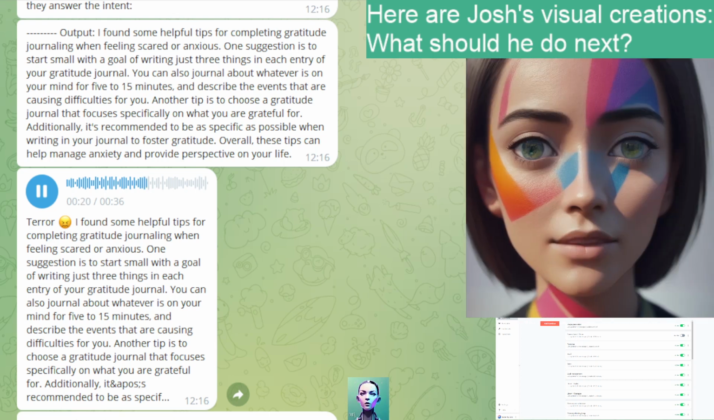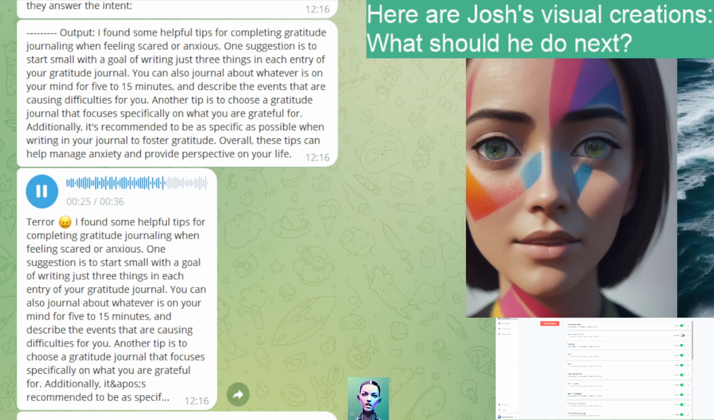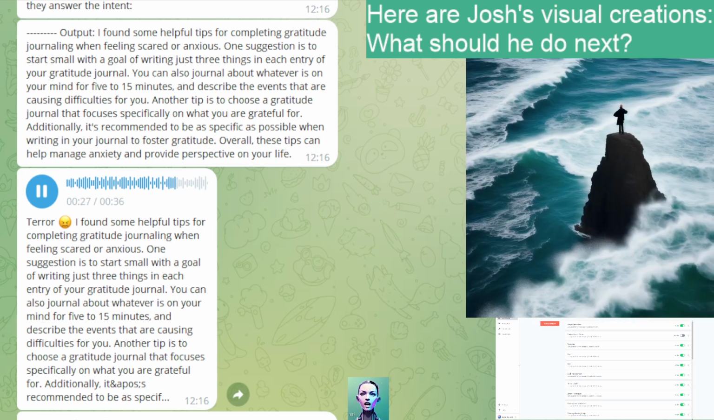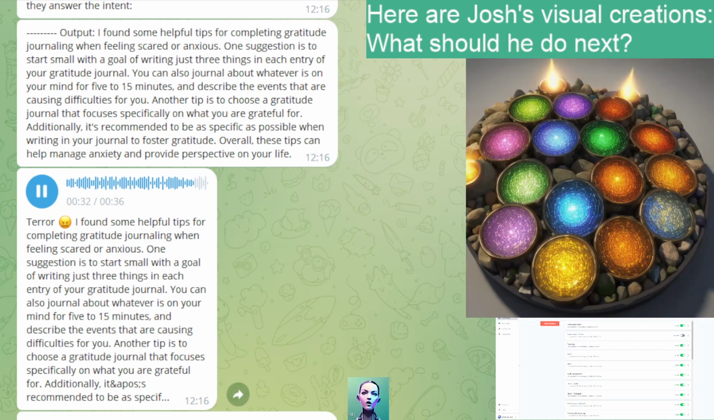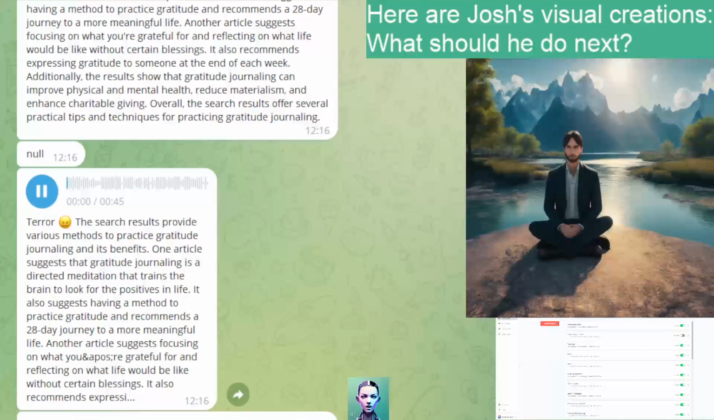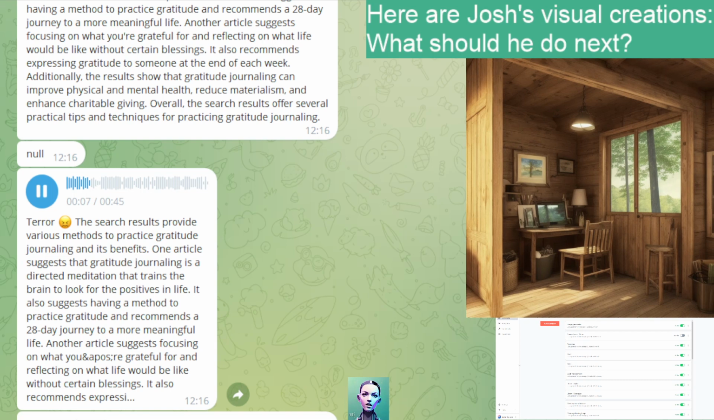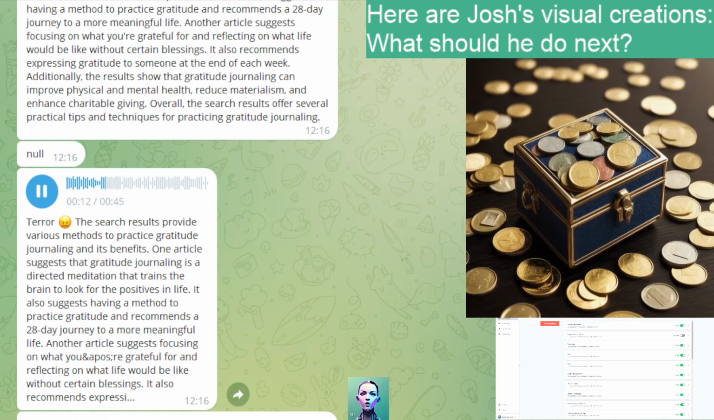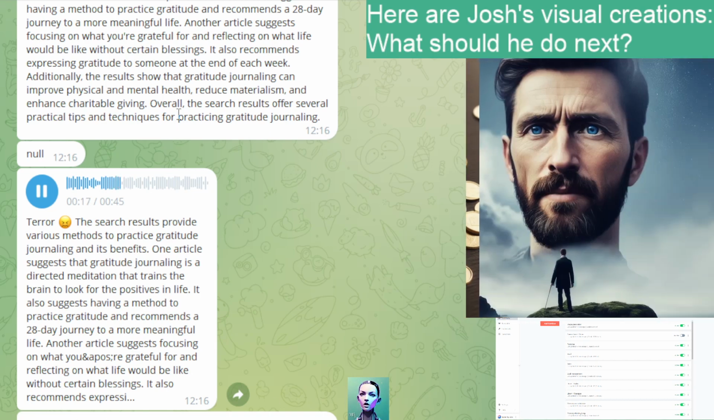Another tip is to choose a gratitude journal that focuses specifically on what you are grateful for. Additionally, it's recommended to be as specific as possible when writing in your journal to foster gratitude. Overall, these tips can help manage anxiety and provide perspective on your life. The search results provide various methods to practice gratitude journaling and its benefits. One article suggests that gratitude journaling is a directed meditation that trains the brain to look for the positives in life. It also suggests having a method to practice gratitude and recommends a 28-day journey to a more meaningful life.